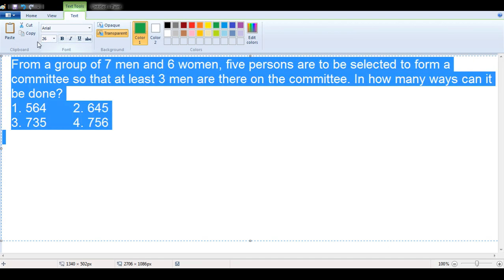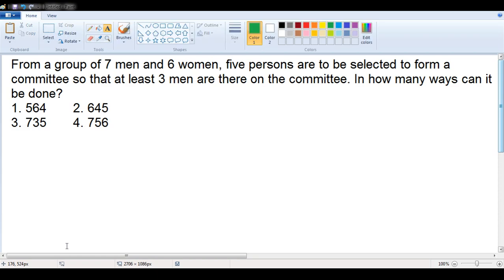Now see here. Question is, from a group of 7 men and 6 women, there are 7 men and there are 6 women, 5 persons are to be selected to form a committee. Suppose that was the only question, from a group of 7 men and 6 women, 5 persons are needed to form a committee. If that was the only question, totally 7 plus 6 is 13. Out of 13 people, select any 5. That would have been the answer.